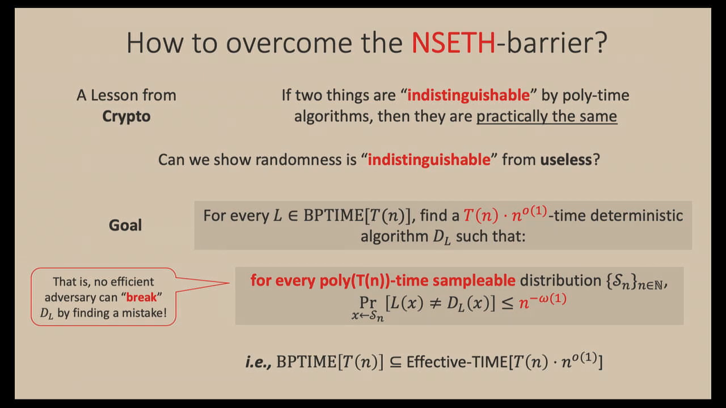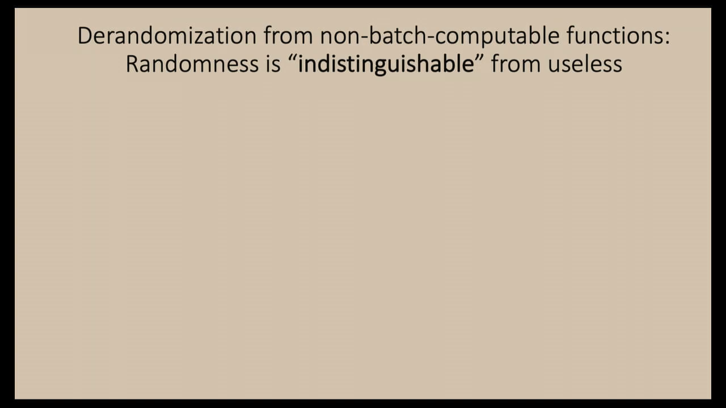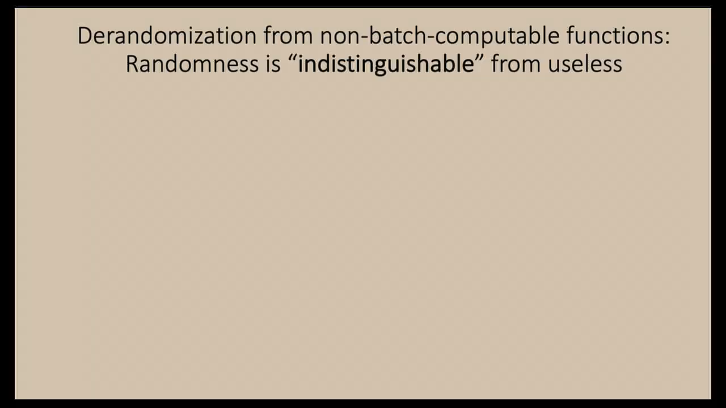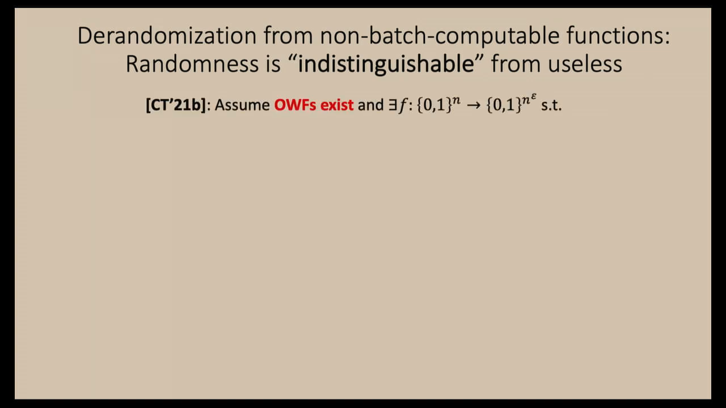Okay, so let's state the assumptions. I'll admit it's quite strong, but I think it's just a start, and it's very interesting to weaken this assumption as a motivation for future work. So first, we assume one-way functions exist, which is a standard assumption in crypto.